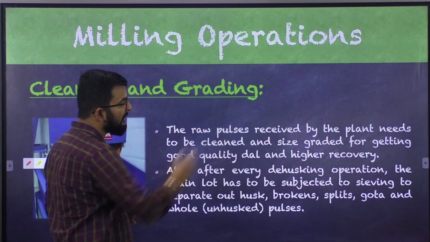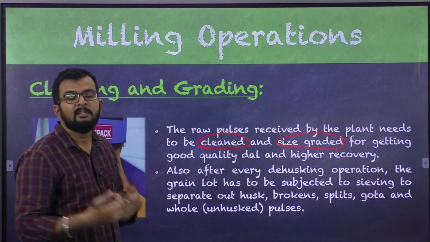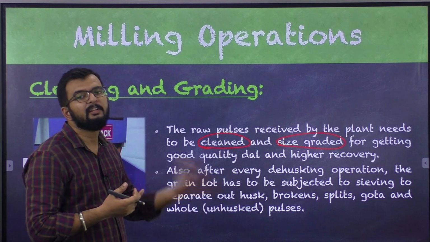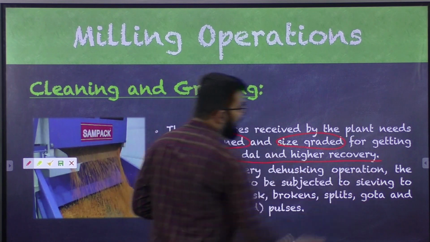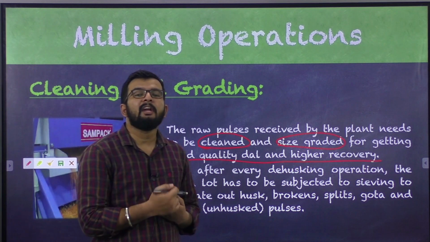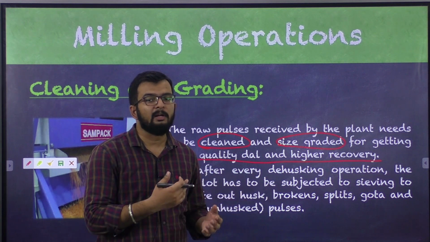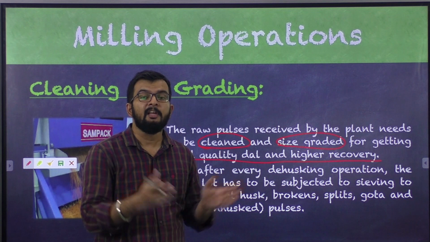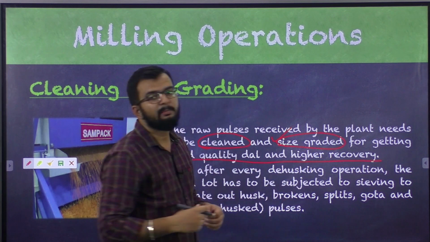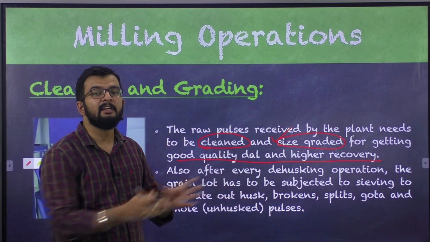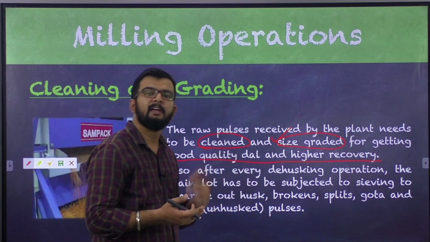The raw pulses received from the plant need to be cleaned and then size graded, that is, based on the size the pulses are graded. If a larger size pulse is there, it will fetch a better price compared to the lower size, and it gives good quality dal and higher recovery. Also, why we need to grade based on size: in grading equipment like rubber rollers or emery rollers, the clearance between those rollers can be adjusted based on the size of the pulses. If higher size pulses are there, the clearance has to be increased compared to the smaller size, so it makes the milling easier if they are graded, okay.